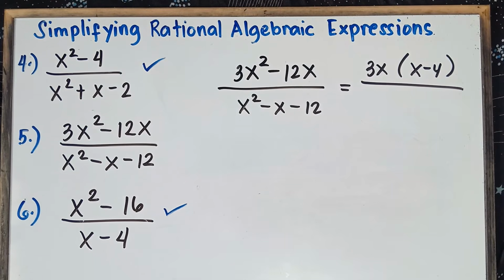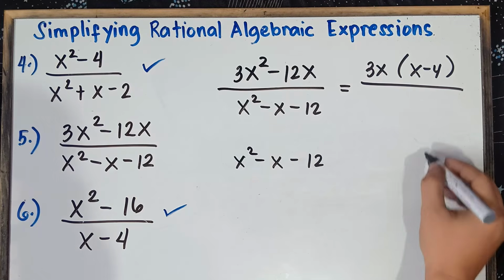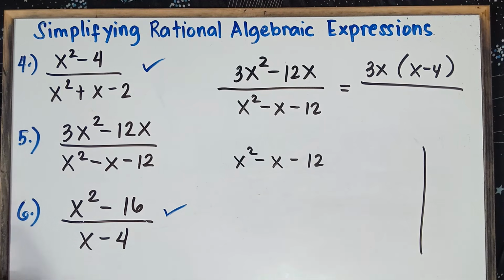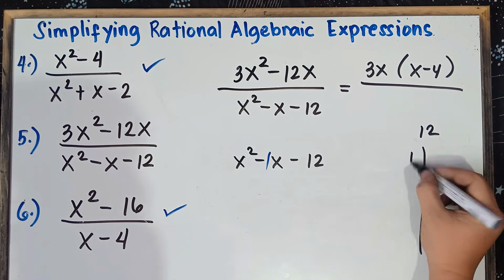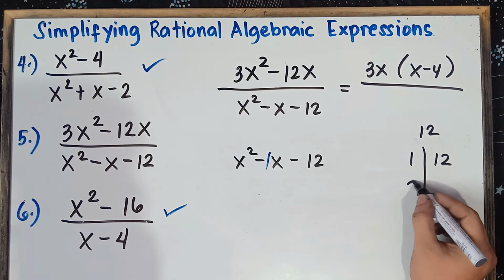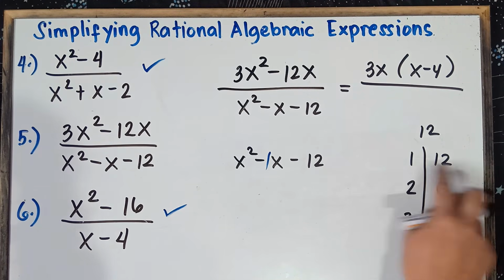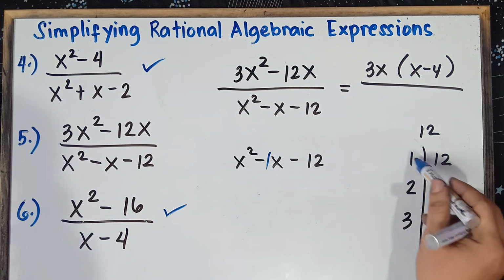Alright, and then for our denominator, x squared minus x minus 12. You find two numbers that when you multiply, you will get negative 12, and when you combine, you will get negative 1. So what are the factors of 12? We have 1 times 12, 2 times 6, and 3 times 4. For 1 and 12, if we add, 12 plus 1 is 13. If we subtract, 12 minus 1 is 11. Nope, we cannot get 1.